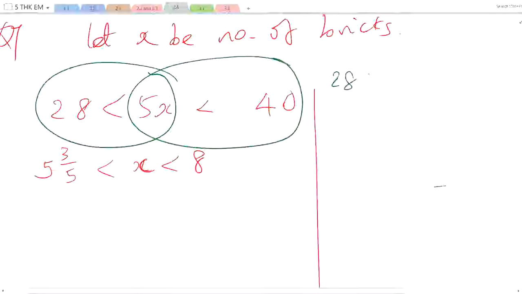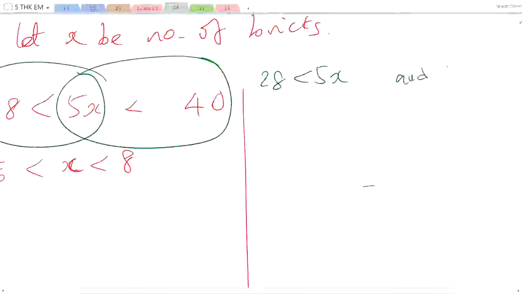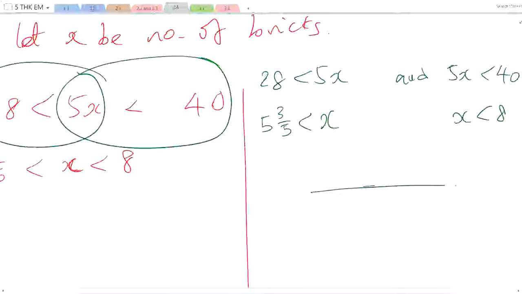28 is less than 5x, and 5x is less than 40. So on this side, x is less than 8. On this side, we've got 5 and 3/5 is less than x. So I will draw my number line again. Yeah, it's extra steps, but it will always work. So 8 is over here, 5 and 3 over 5 over here.